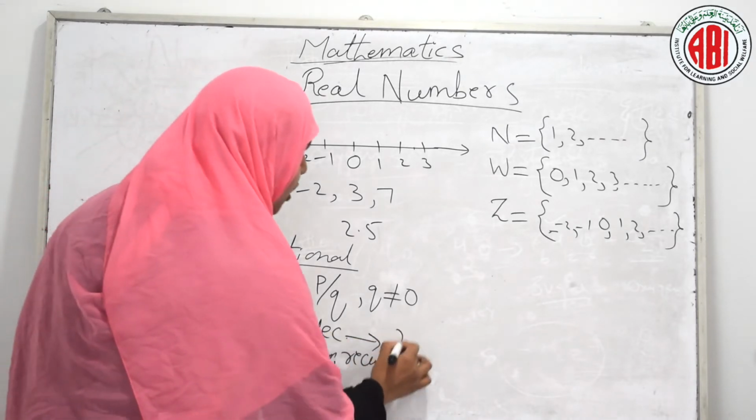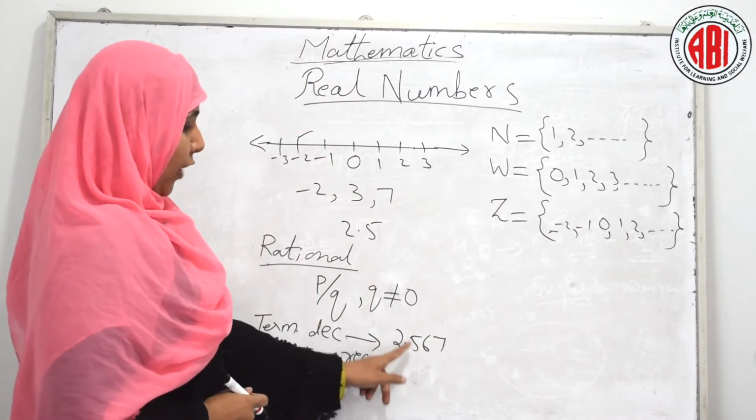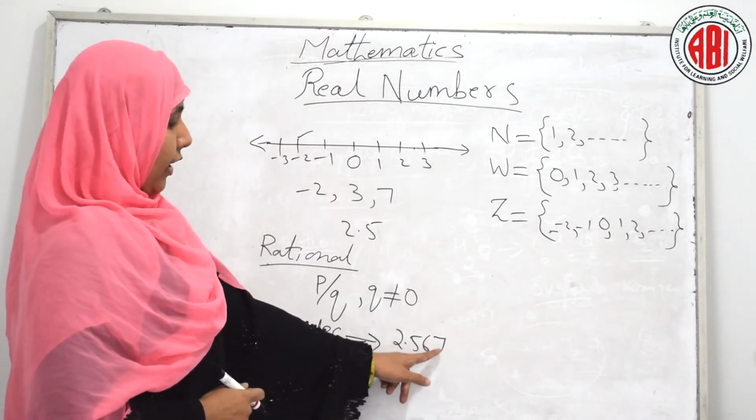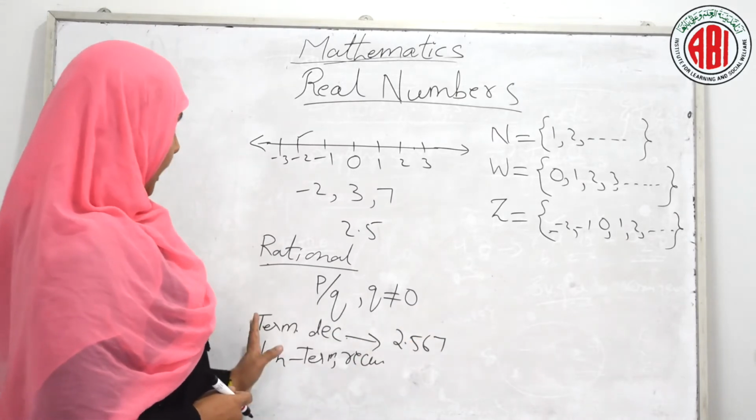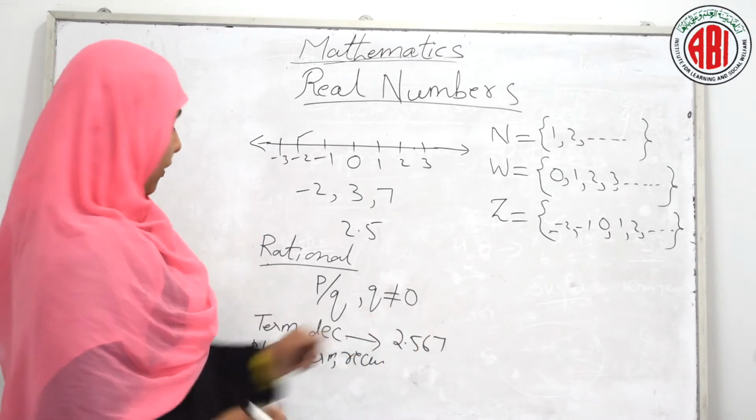Terminating decimal means, for example, 2.567. It ends at 7. So that means it terminates. So that's why these kind of numbers are called terminating decimals.